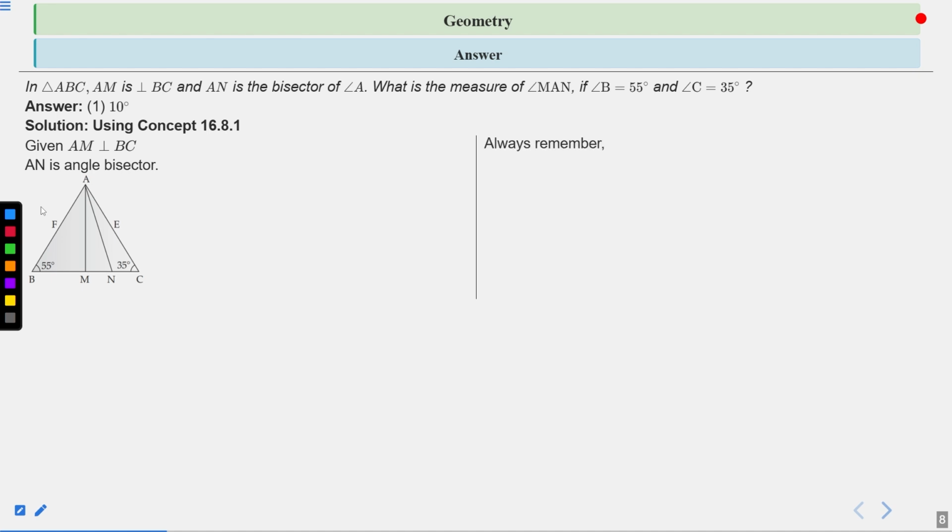Always remember, the angle MAN made between the perpendicular line and the angle bisector is half of the difference of angle B minus angle C. So it will become half of 55 minus 35. 55 minus 35 becomes 20, and 20 by 2 becomes 10 degrees. So the first one is the correct answer of this question. Next one.